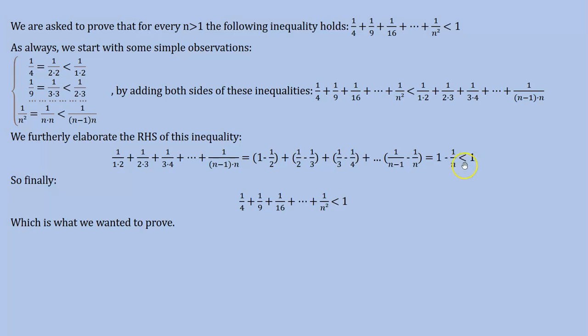But of course we know that this expression is smaller than 1, because 1 divided by n is a positive number, even if it might be a very small value. So the sum of inverse of perfect squares is smaller than this expression, but this expression itself, we just proved, is smaller than 1. This means that the sum of inverse of perfect squares is smaller than 1, which is what we wanted to prove in this problem.